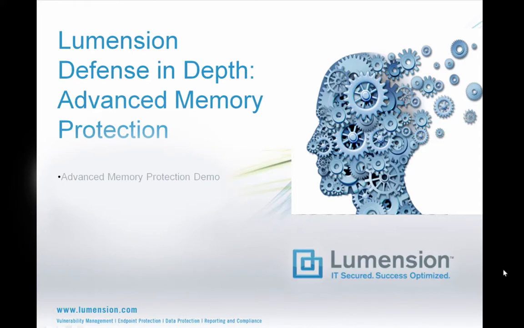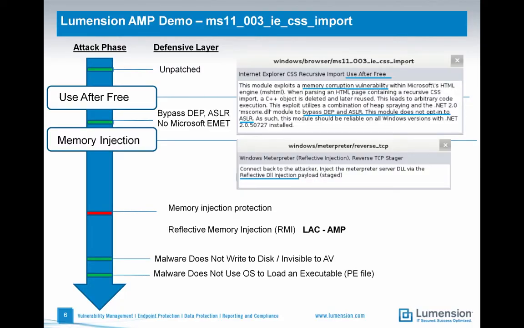This video demo focuses on the Advanced Memory Protection layer. For the demo, we will be using Metasploit to launch an exploit named MS11-003 IE Cascading Style Sheet Import. We wanted to isolate as best as possible the Advanced Memory Protection layer. To this end, the systems under attack are unpatched, so the underlying vulnerability for the exploit exists.